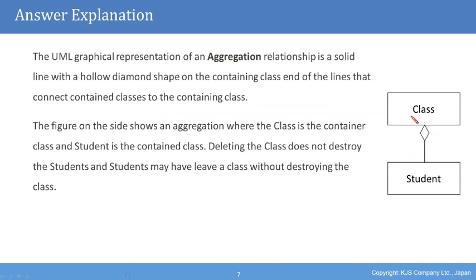In this example, in a school, a class contains students. Therefore, the class is the containing side, while the student is contained in the class. Therefore, the hollow diamond shape goes on the side of the containing class, which is the class.